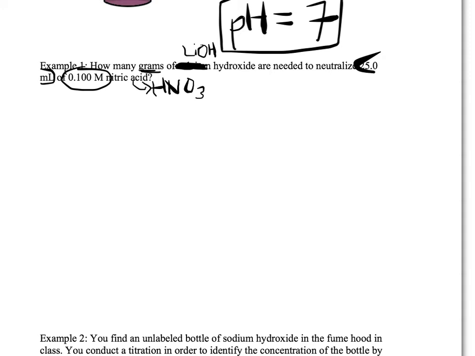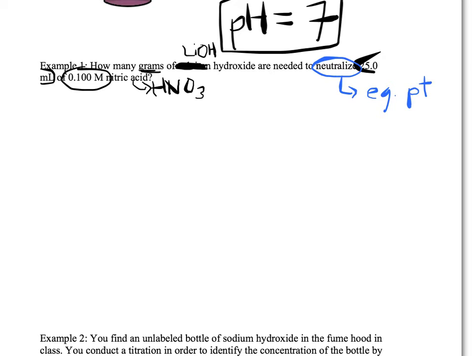So our eventual endpoint is grams. If we work backwards from grams of lithium hydroxide, we'll need to know the moles of lithium hydroxide. If we know the moles of lithium hydroxide, we need to know the moles of nitric acid. Well, how do we do that? This is your key word: neutralize. If you're doing a neutralization, that means you've reached the equivalence point.